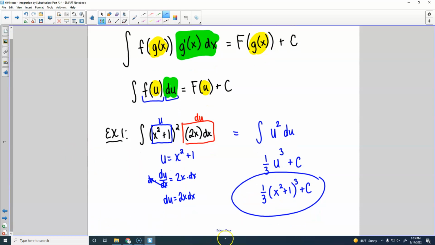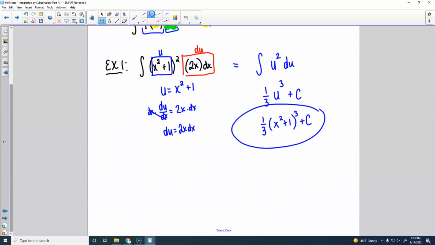You can check really easily to see if it does work. 3 times 1/3 would be 1, x squared plus 1 to the second power, times the derivative of the inside, which would be 2x. So it gives you what you started with from the beginning. It doesn't have dx there, but you're basically just using u as a placeholder. U is your placeholder for you to work backwards here.